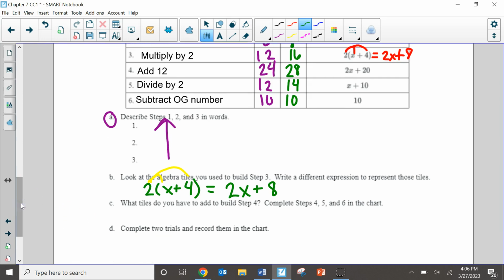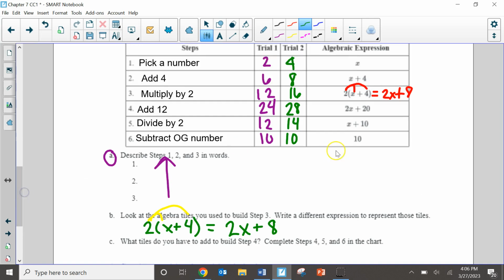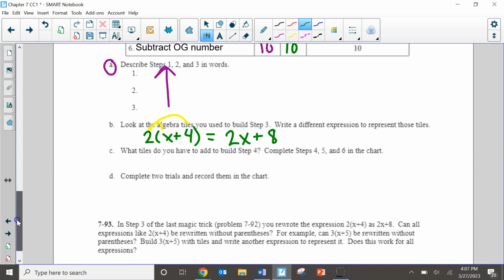What tiles do you have to add to build step 4? So when we went from 2x plus 8 to 2x plus 20, if I was building that with tiles, what would I add? Okay, well, we added 12, so we would add 12 unit tiles. It's important to be specific there. And then complete 2 trials, we already did that. Because if I just said add 12 tiles, I could add 12 x tiles. I could even bring in an x squared tile, okay? You want to be specific. You are only adding 12 ones.